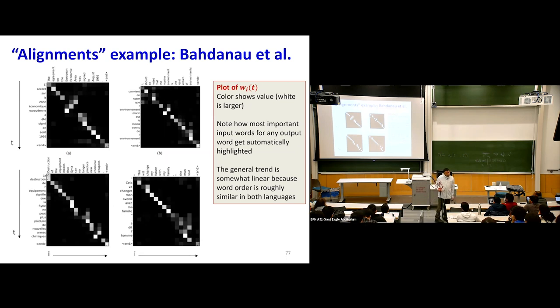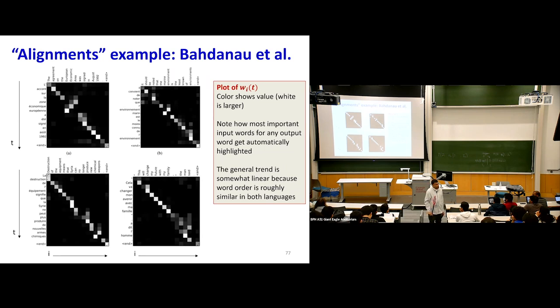But then the next word was economic, and it realized, based on everything that's been seen so far, that the word to look at is economic. So the attention weight focuses on economic. And then the next word is European, which focuses just magically on the word European, although the word order is different, right?